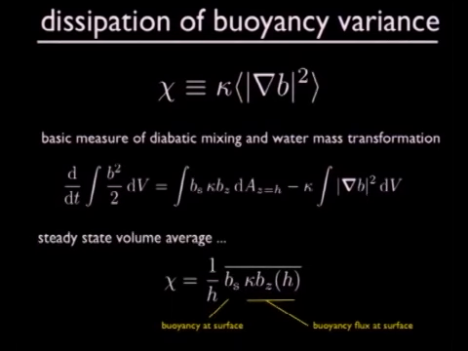I can clearly write an equation for the buoyancy variance, and I get a time-dependent term and two terms over here. Let's just go straight to the steady state limit.